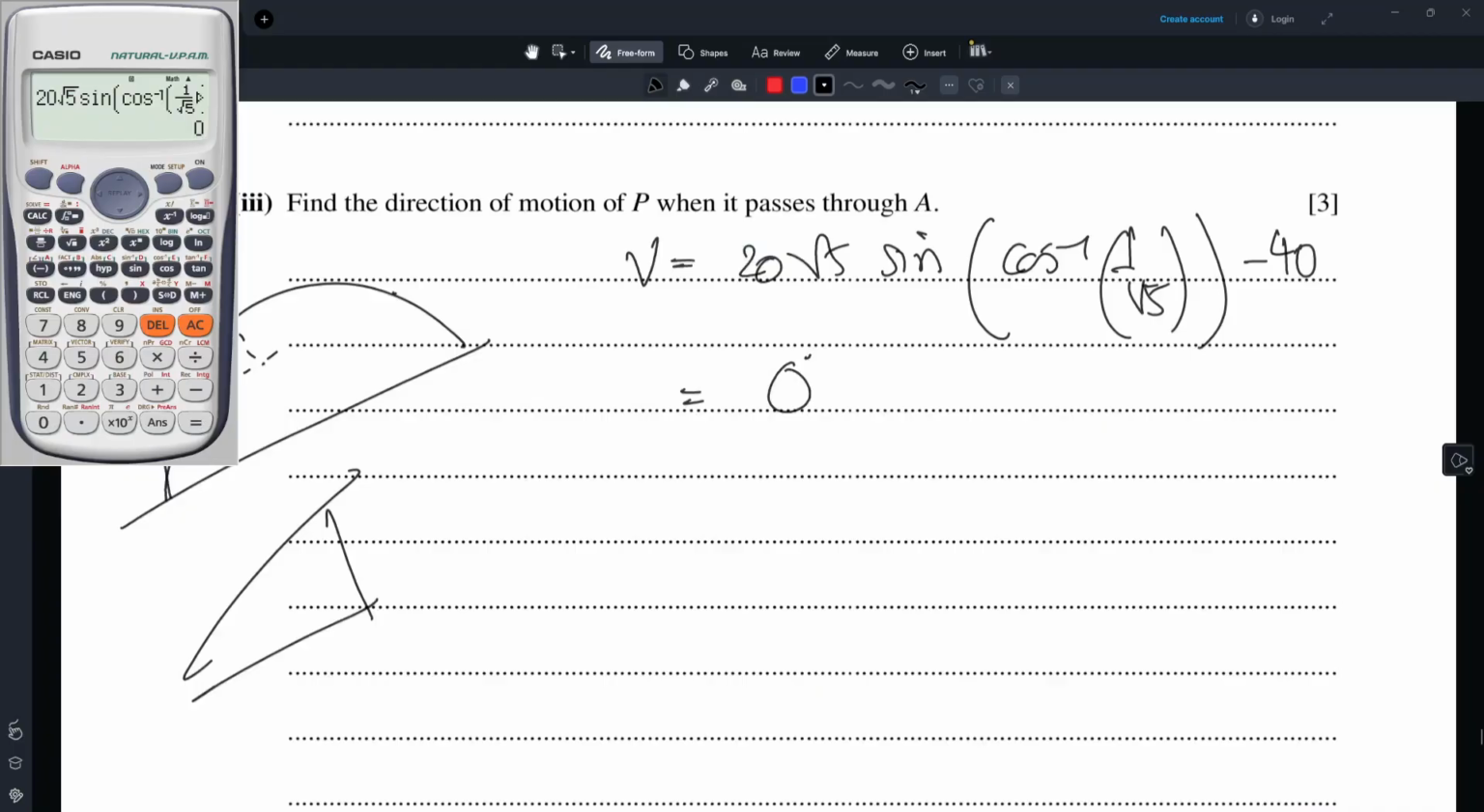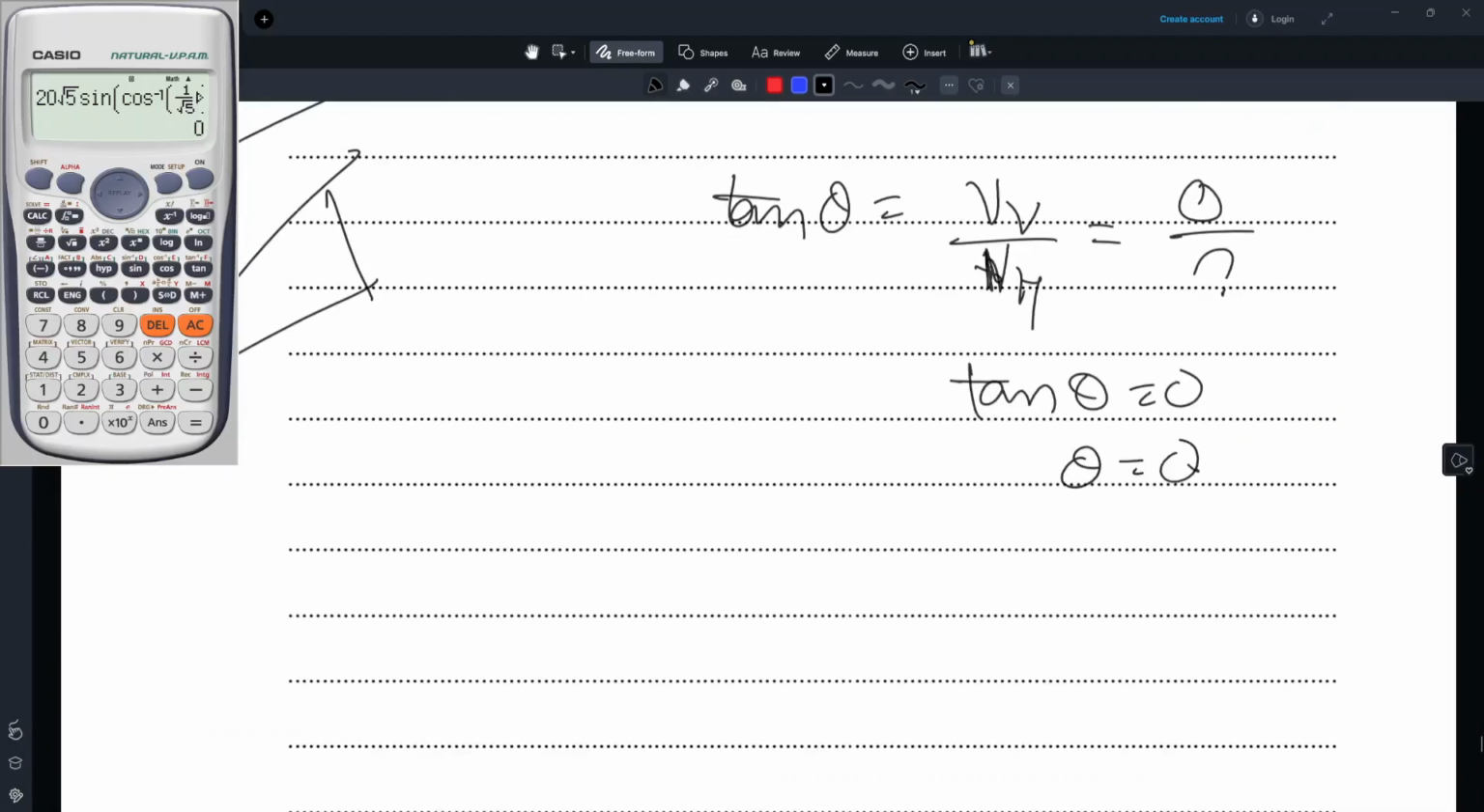So it's 0. Now this angle is theta. We need tan theta equals vertical velocity by horizontal velocity component. This is 0 by something. So if tan theta equals 0, then theta equals 0. This is my answer.